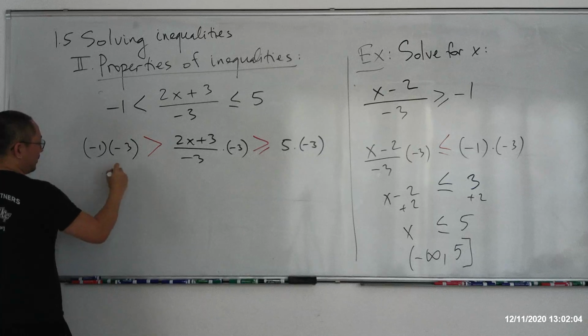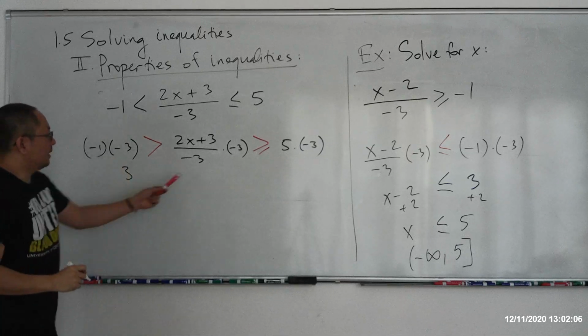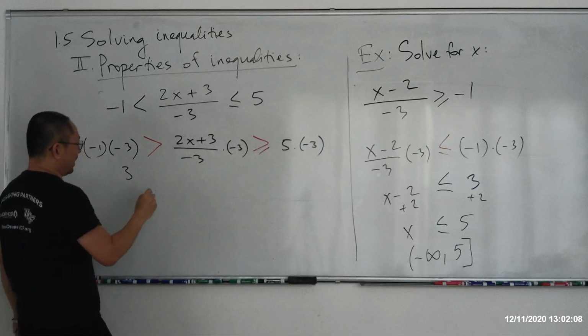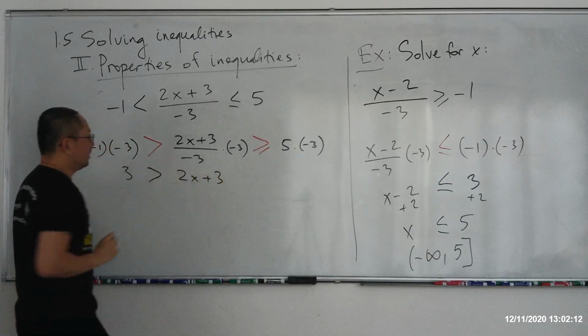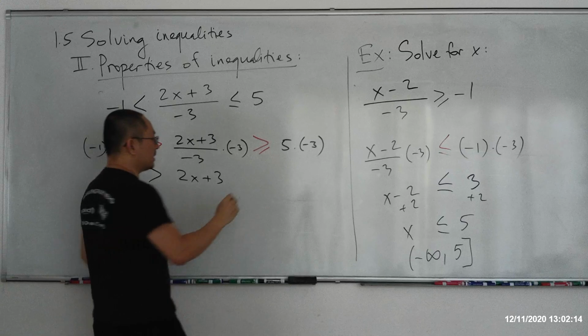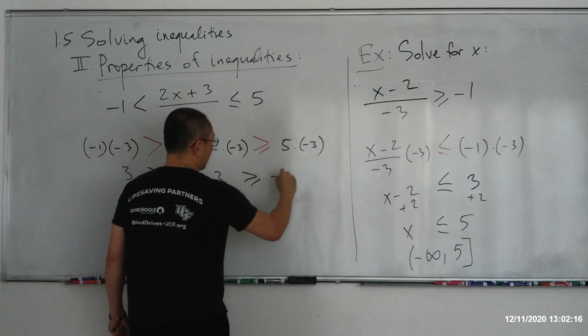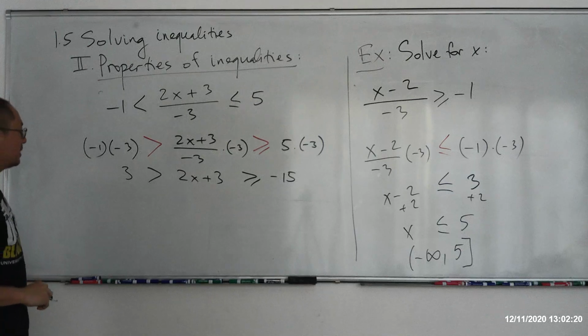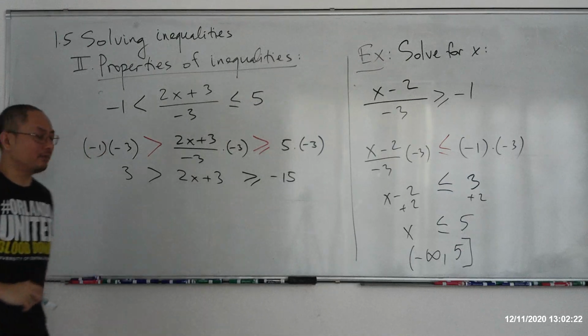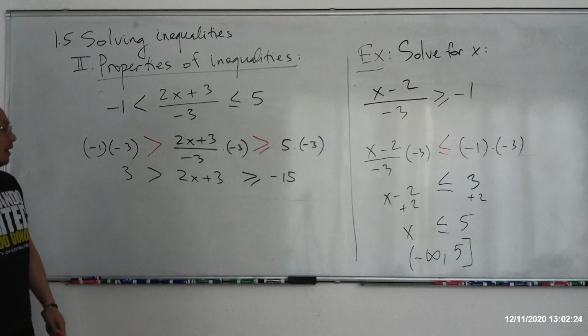Negative 1 times negative 3 is 3. Get rid of the denominator. It's going to be greater than 2x plus 3. And then on the right hand side is greater than or equal to negative 15. Okay, now things are simple. Next step, add negative 3 on all the sides.